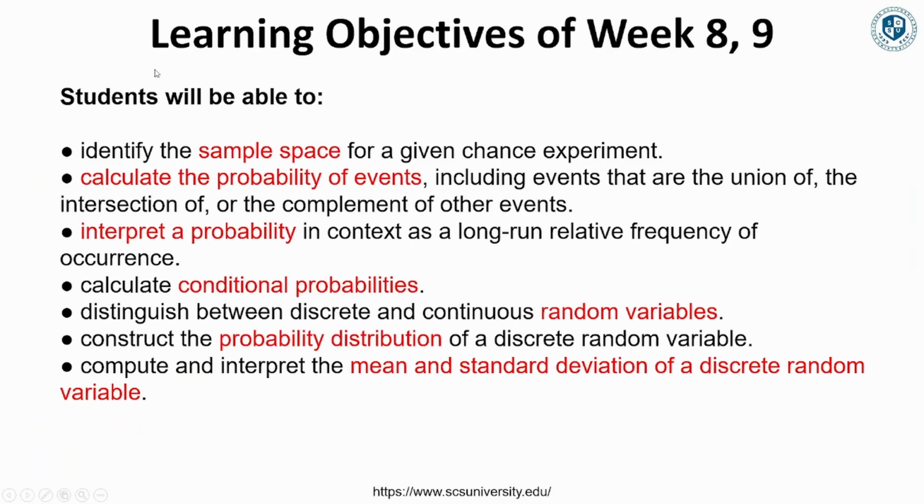Learning objectives of week 8, 9. Students will be able to identify the sample space for a given chance experiment. Calculate the probability of events, including events that are the union of, the intersection of, or the complement of other events. Interpret a probability in context as a long-run relative frequency of occurrence.